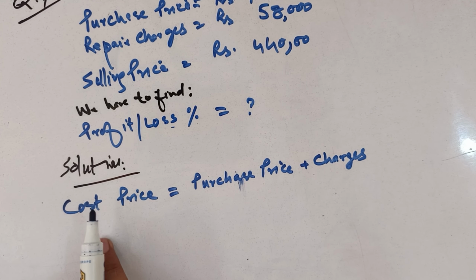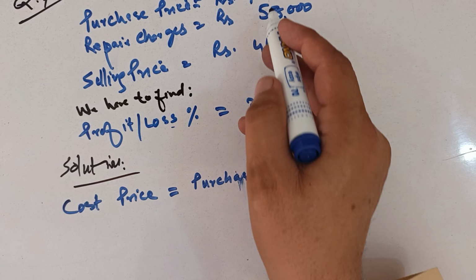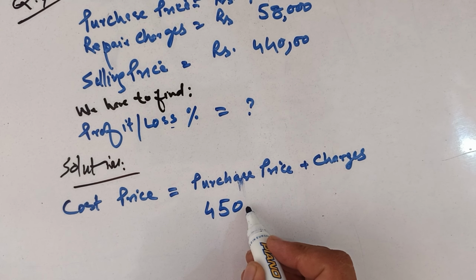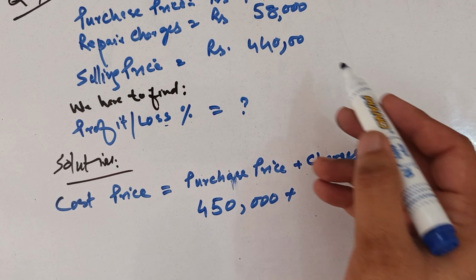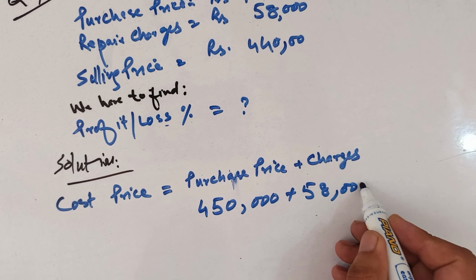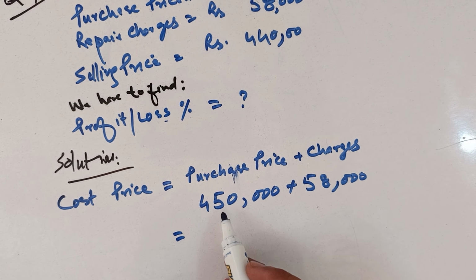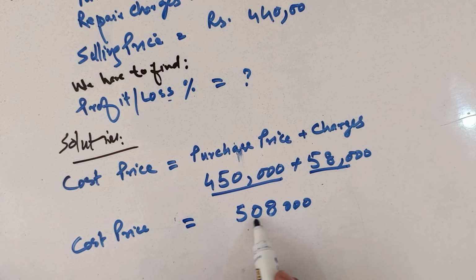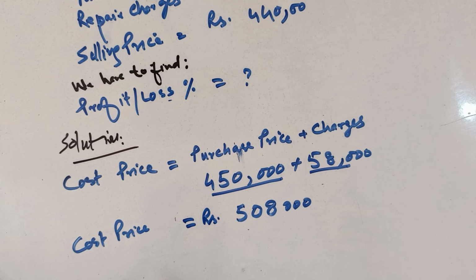What is cost price of this car? It is purchase price plus repair charges. So purchase price is rupees 450,000 plus repair charges or charges which is 58,000. So we will add these two amounts. You are seeing that I have added this amount with this and I have got this thing which is cost price.